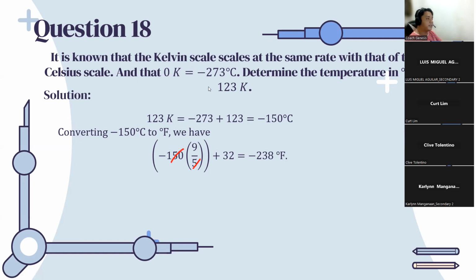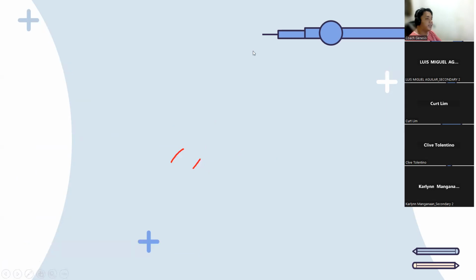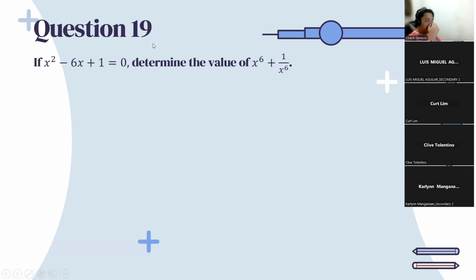Let's continue with number 19. If x squared minus 6x plus 1 is equal to 0, determine the value of x raised to 6 plus 1 over x raised to 6.